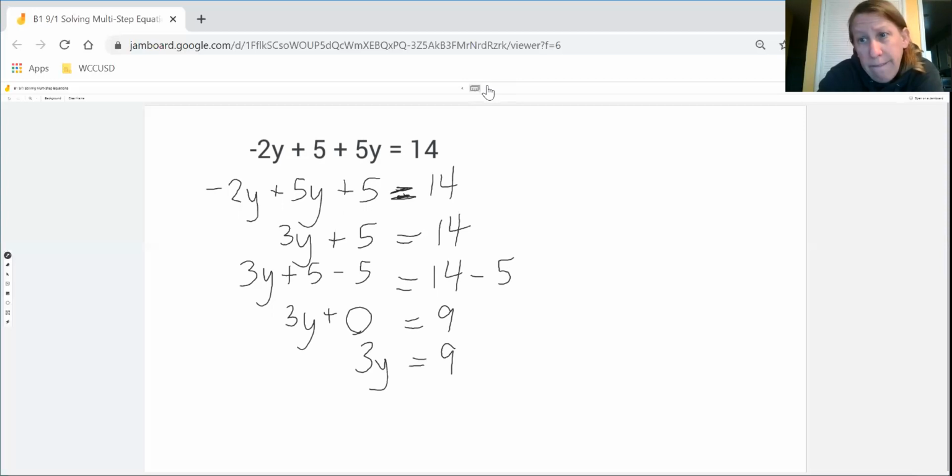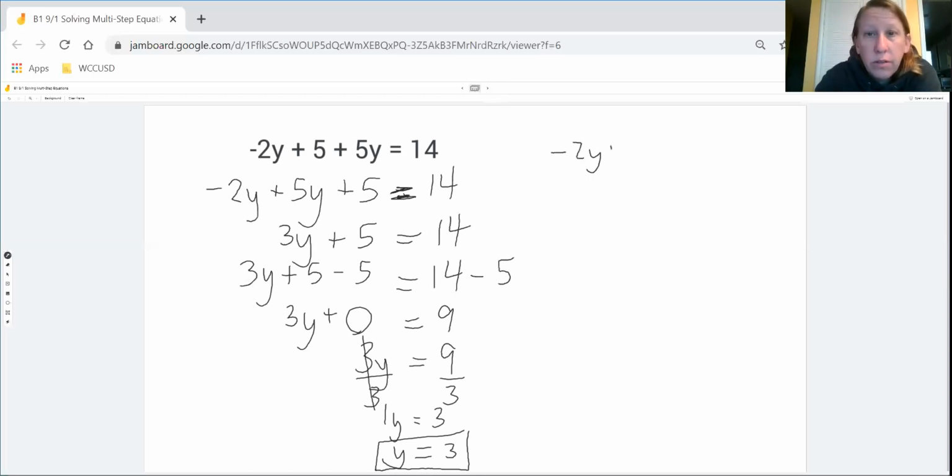Divide both sides by? Good, the 3, not 3y, just 3. Okay, that makes our 1. We're making 1s and 0s. 1y is the same as 9 divided by 3, which is 3. 1 times the number is that number, identity property of multiplication. And did we get the value of the variable that makes the equation true? I don't know, we could check it.